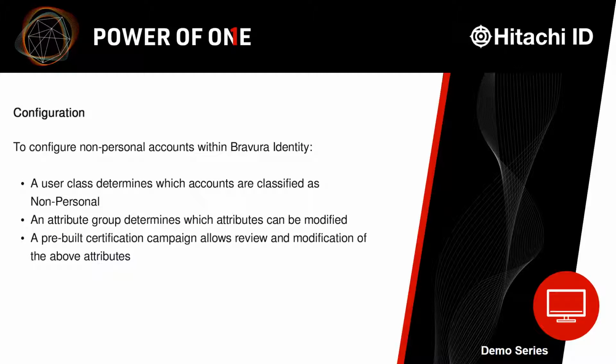To configure non-personal accounts within Bravura Identity, a user class determines which accounts are classified as non-personal. An attribute group determines which attributes can be modified. A pre-built certification campaign allows review and modification of the above attributes.